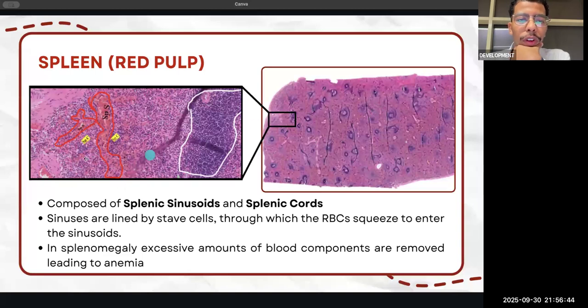Now, the red pulp is where we find the blood, okay? Because we said the splenic sinusoids are what? They have spaces in between the lining of it, so the red blood cells can easily squeeze through them, okay?